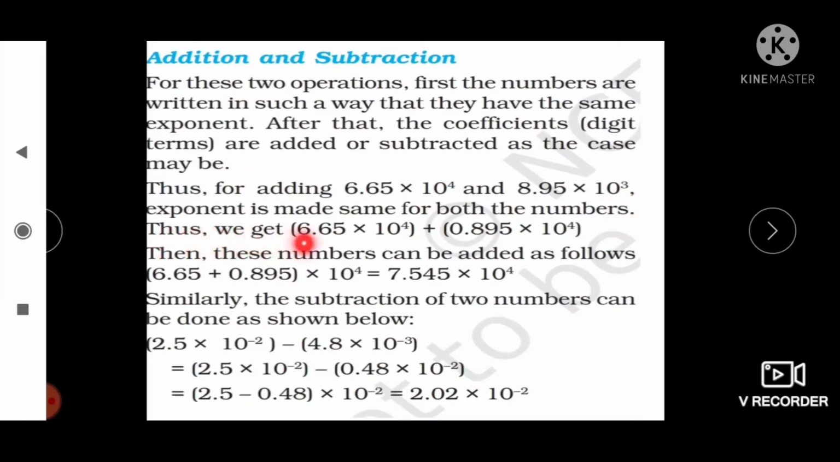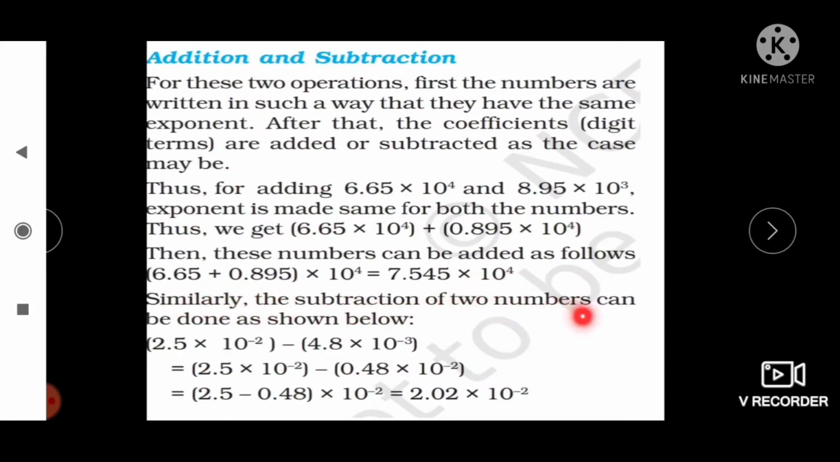Thus, we get 6.65 times 10 raised to 4 plus 0.895 times 10 raised to 4. Then these numbers can be added as follows. Thus we get 6.65 plus 0.895 times 10 raised to 4, equal to 7.545 times 10 raised to 4.